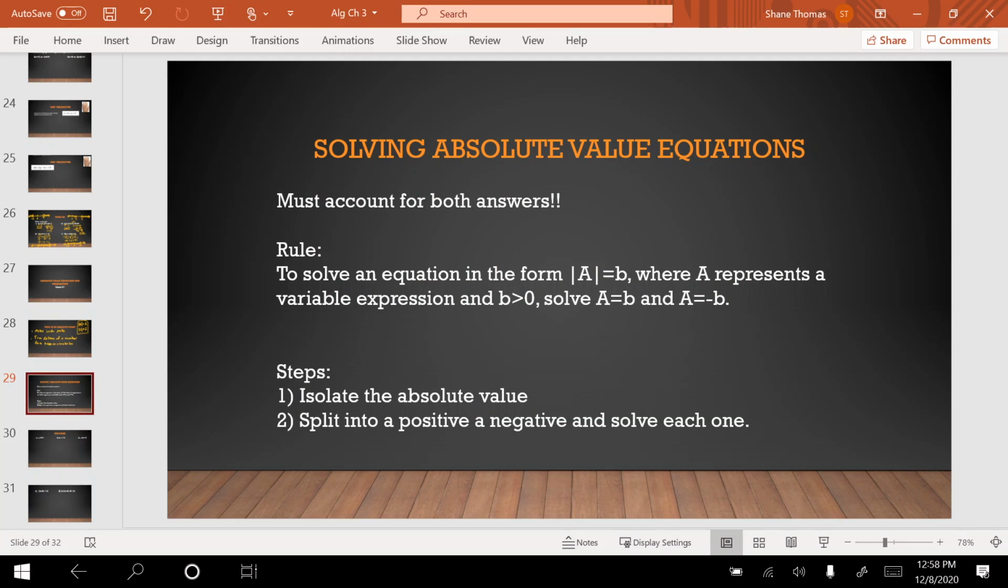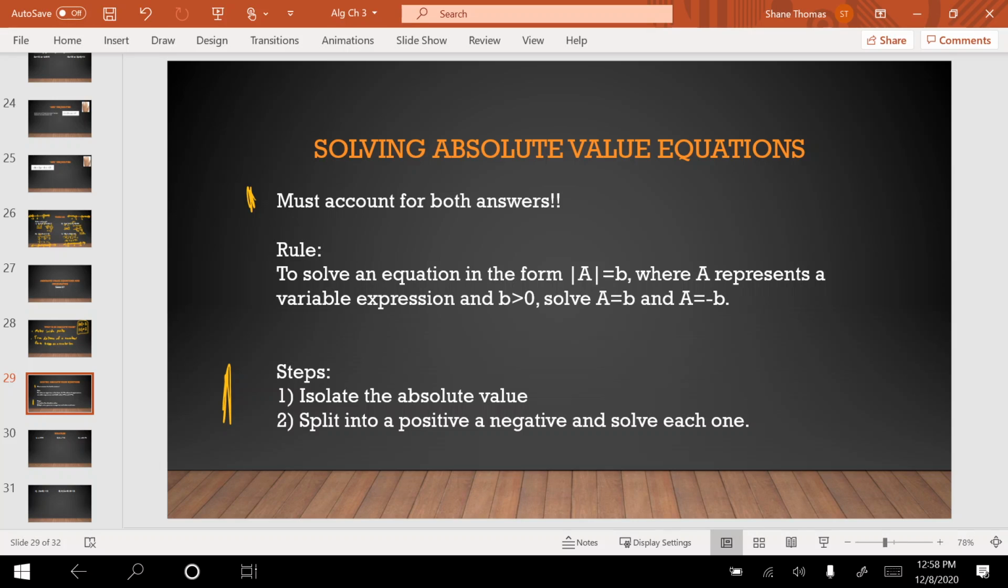So whenever we go to start solving these things, we have to account for both answers. We have to account for the negative. We have to account for the positive being equal to the same thing. Okay. So if you're writing this down, which you should be, I'd write the top thing and the bottom thing. So on this, you must account for both answers. And the way we're going to do it, we're going to isolate the absolute value, then we're going to split it into a positive and a negative case and solve each one.